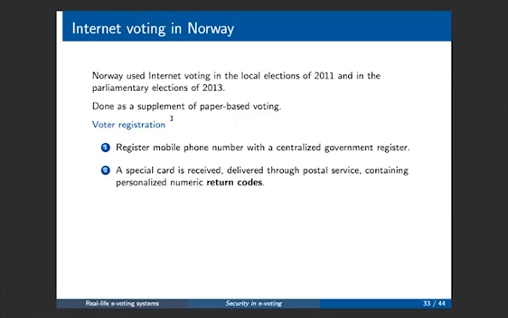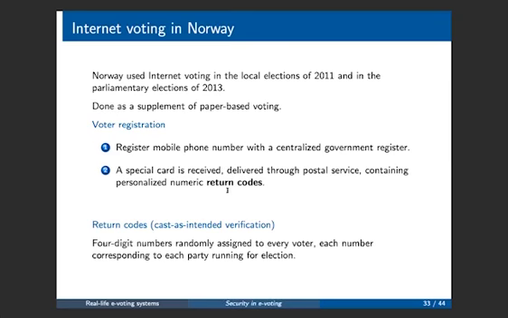The steps that this system had were, first of all, citizens were asked to register their mobile phones with some kind of a registry. And then after that registration, they received by normal postal service a list of return codes that were different for each citizen. Each one of these codes was associated with a candidate. The idea of these return codes was to provide this cast-as-intended verification, so that they could check that their vote went actually to the candidate that they intended to vote for.